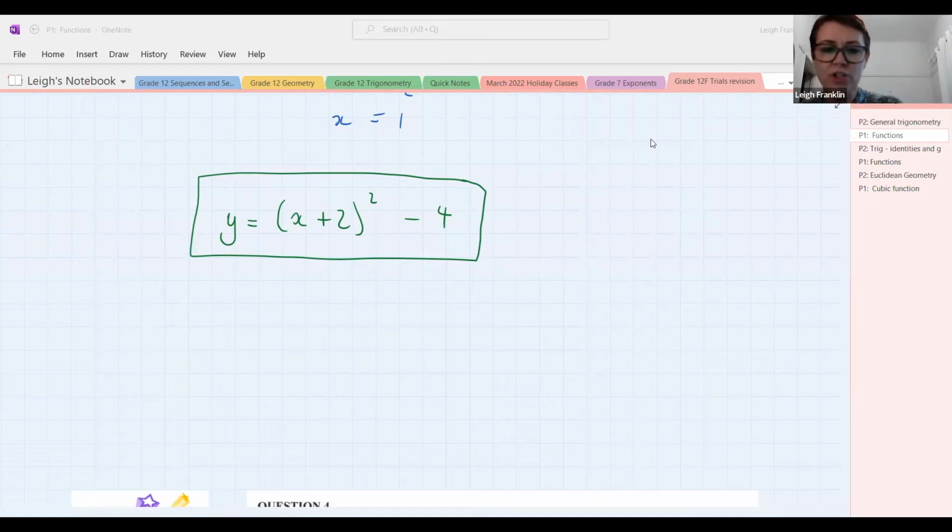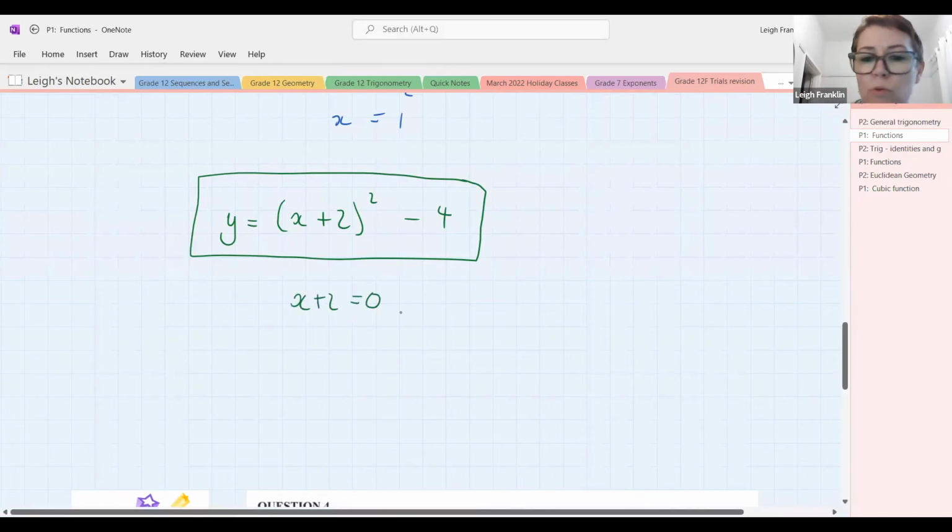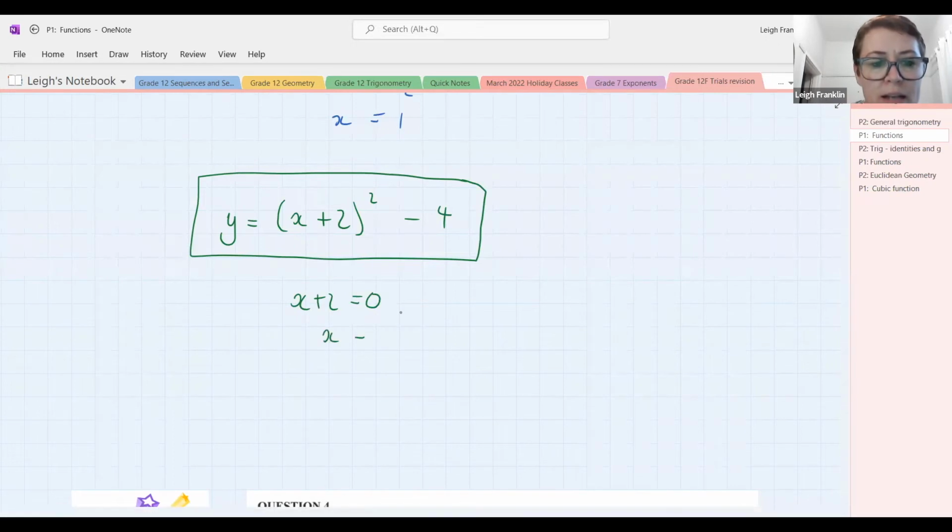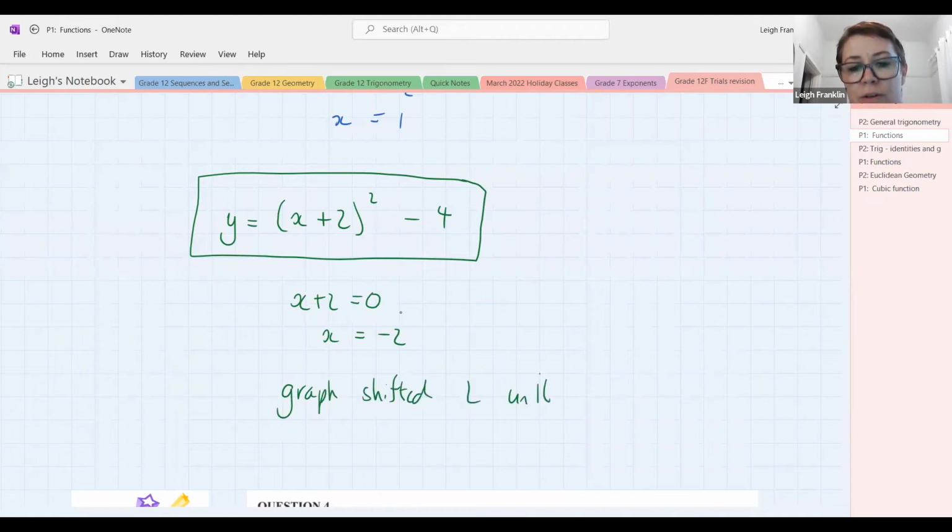How do we know that it's shifted 2 units to the left? Well, if we want to work out our axis of symmetry, in other words, the line that cuts the graph in half, we take what's inside the bracket and we make it equal to 0. So that means the line x equals -2 is our axis of symmetry. So the graph has been shifted 2 units to the left.